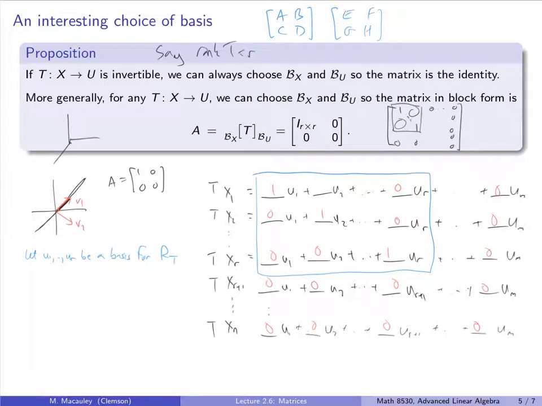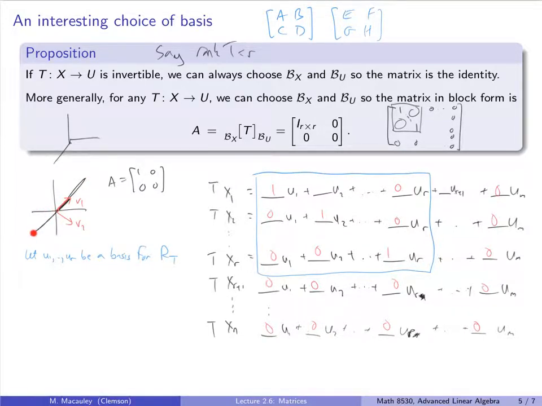I wrote this wrong. This should be UR, and this should be UR. Yeah, these are UR. UR plus 1 would be like blank UR plus 1. Sorry about that. So we need these other UIs to basically be in the orthogonal complement of this.